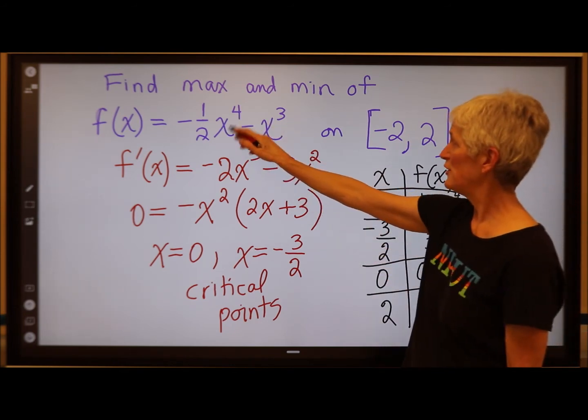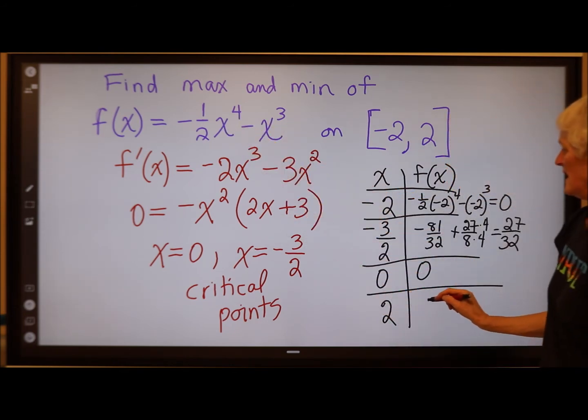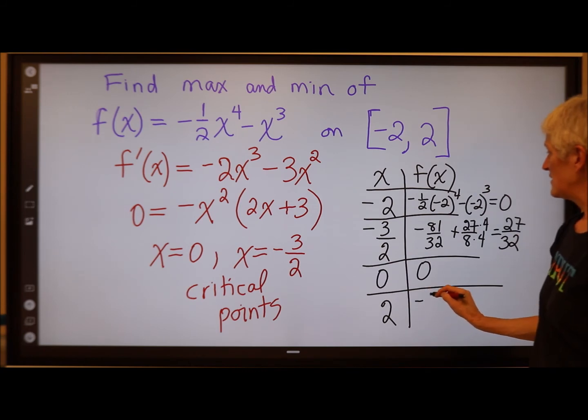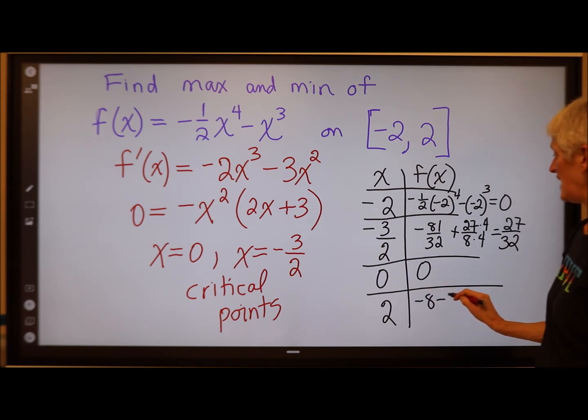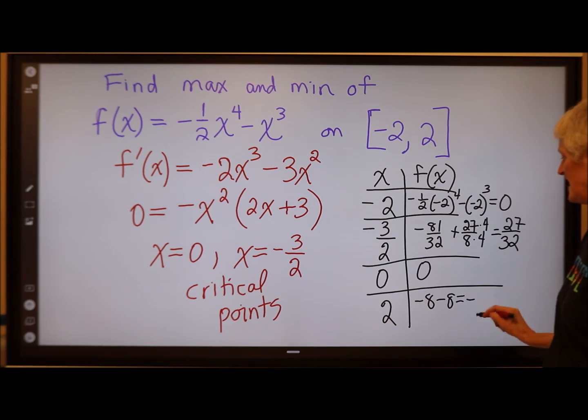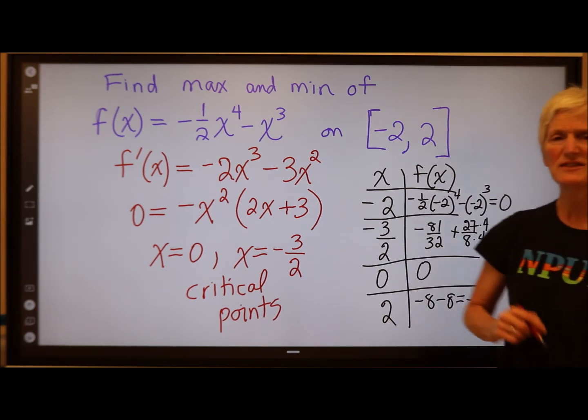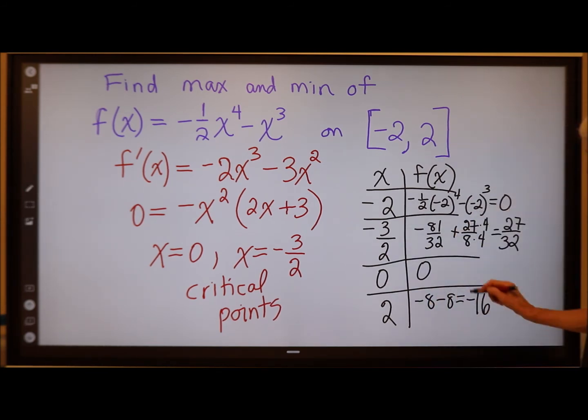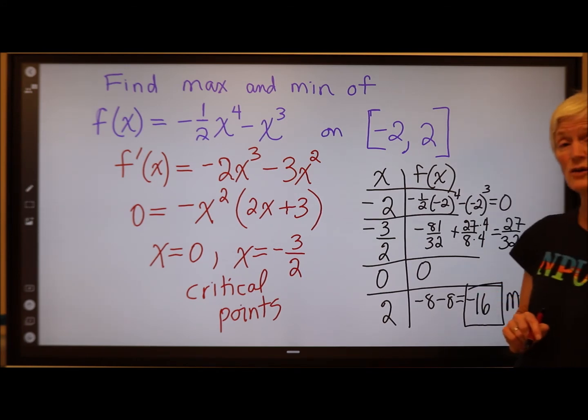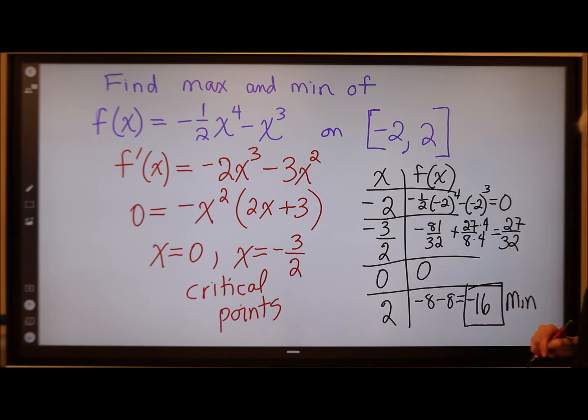If I plug in a 2, let's see, that's going to be -8 minus 8. That's a -16. Hey, so now let's compare our data. I'm thinking -16 is the smallest. So -16 is going to be my absolute minimum. And this crazy fraction, 27/32 is going to be my absolute maximum.